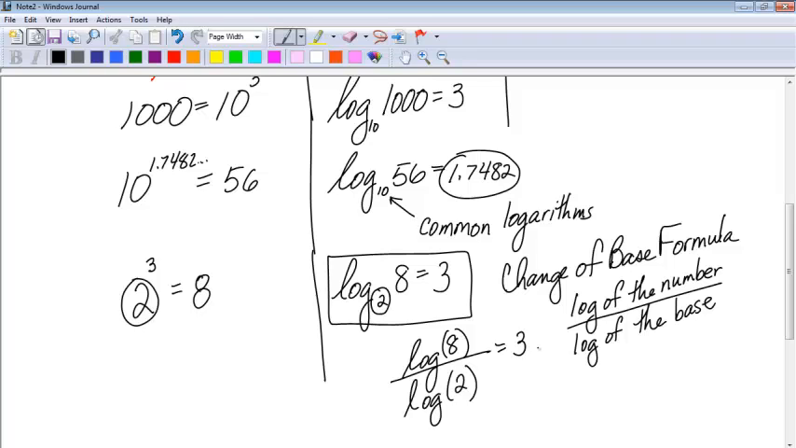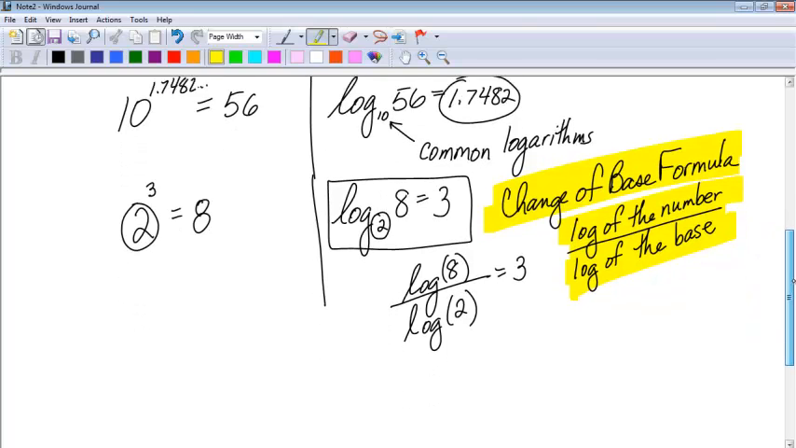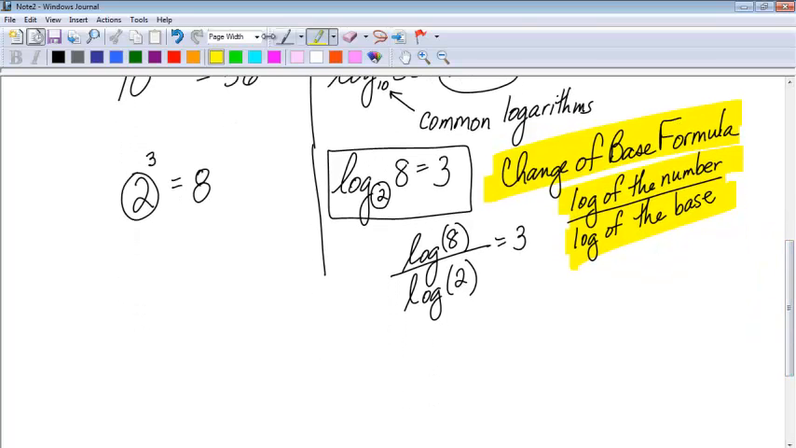So if your base is something other than 10, then you've got to use this, and that's an important formula, the change of base formula. Log of the number divided by the log of the base.